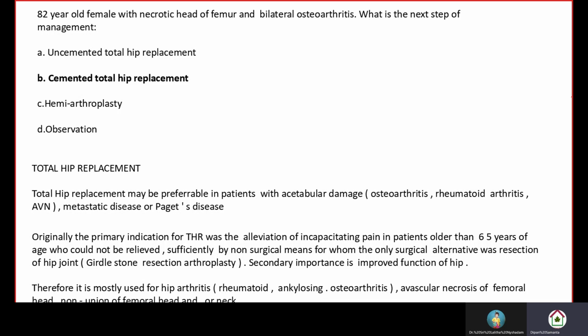of the hip joint. Therefore, it is mostly used for hip arthritis, avascular necrosis of the femoral head, non-union of the femoral head and or neck. So, a female with necrotic head of femur and bilateral osteoarthritis, we will go for total hip replacement, cemented, not uncemented.